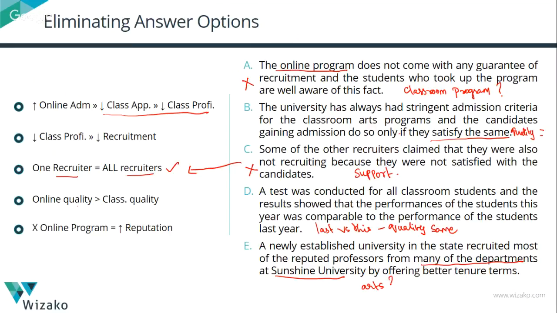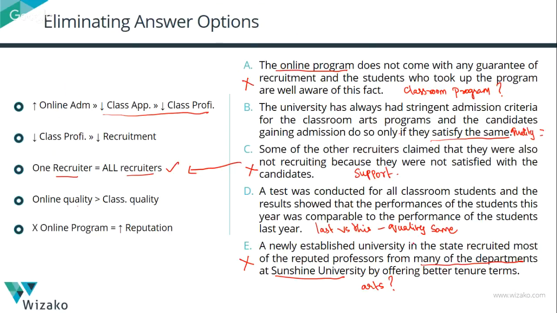Was the arts department affected? Were these professors taken from the arts departments? We do not know, because remember, the argument is very specifically talking only about the arts programs offered at Sunshine University. So if all these professors who were recruited were from other departments of the university, then that still does not weaken my argument. If it had said all the departments or specifically said the arts department, then maybe E would have worked in weakening the argument. Right now, because we don't know how it's affecting the arts department, I'm eliminating E.